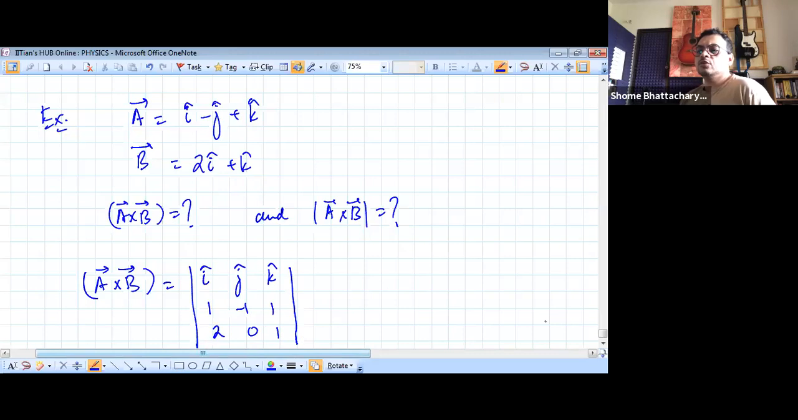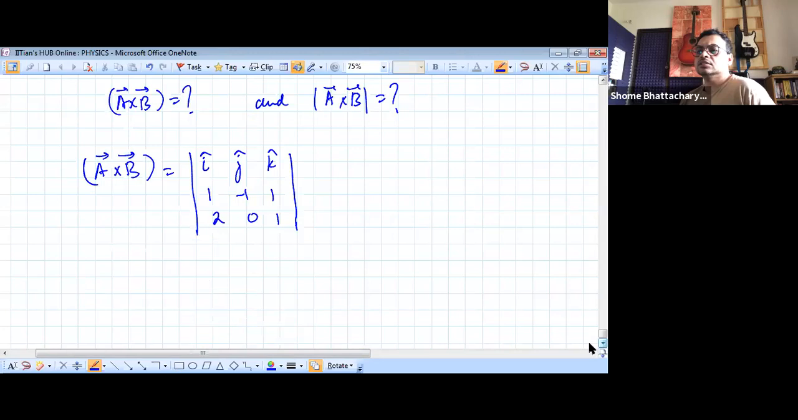Okay. So now I have to solve this determinant. Okay. So what we'll do next is we'll break this up. So you take i cap outside. So you're left with which two columns? These two columns. So -1, 1, 0, 1. Then when you take j cap outside, remember there will be an extra minus sign because it's the middle term. So now remove the middle column. So the first and the last column, you're left with what? 1, 1, 2, 1.